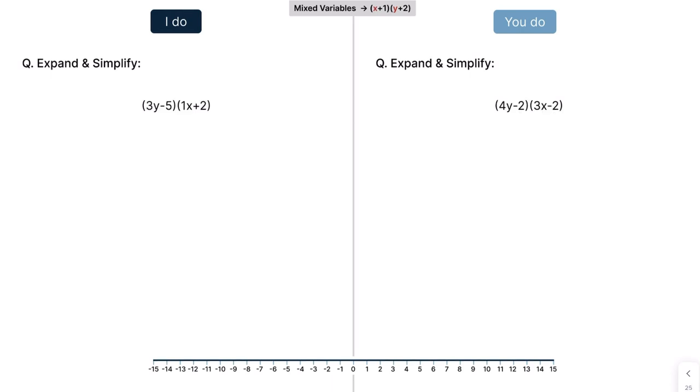And this is the final question on here. So with this one, we have exact same thing again, 3yx, and then 3y times 2, which is 6y, and then a negative 5x, and then minus 10. Again, there's no like terms to collect, so we can leave the answer as it is.